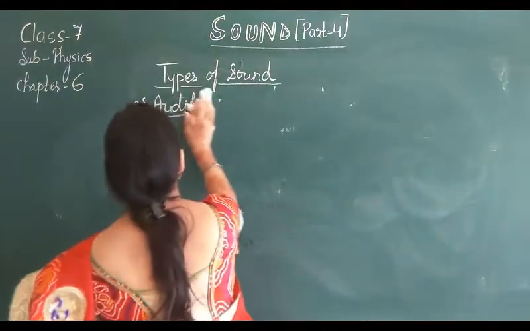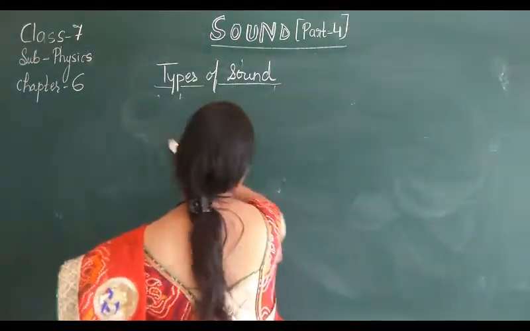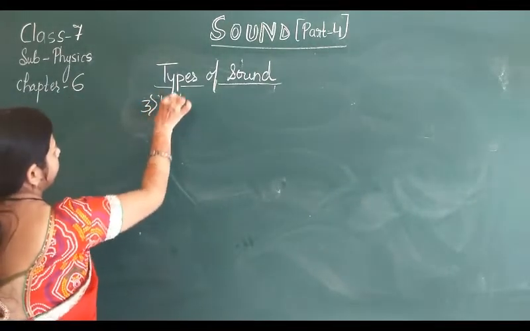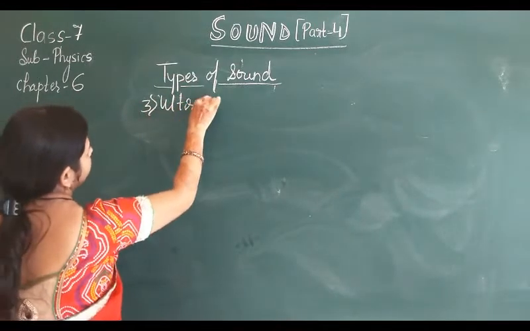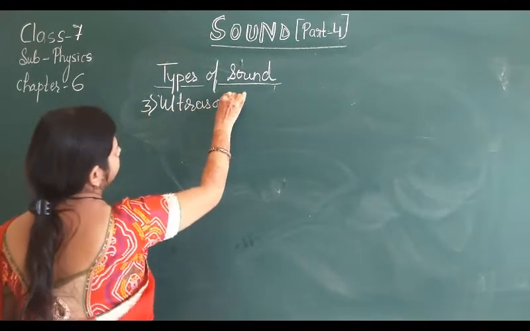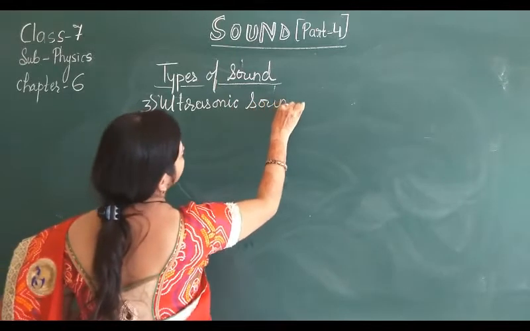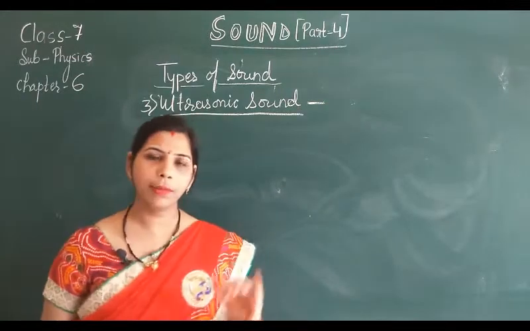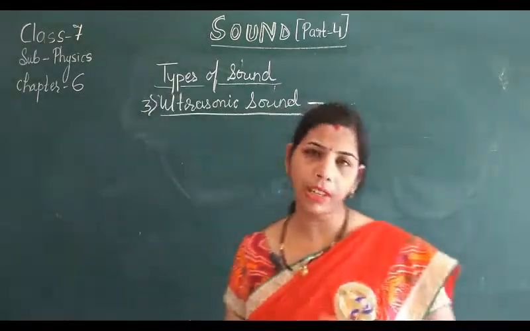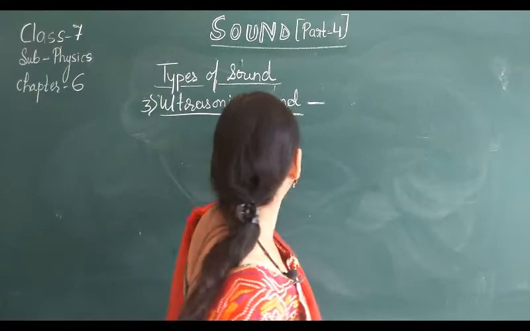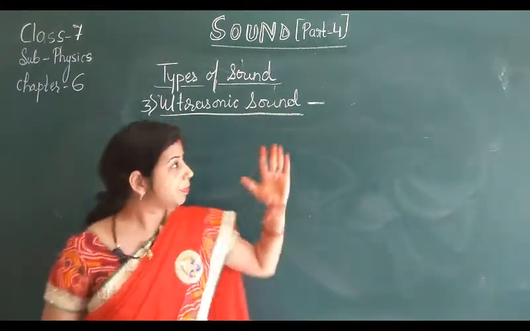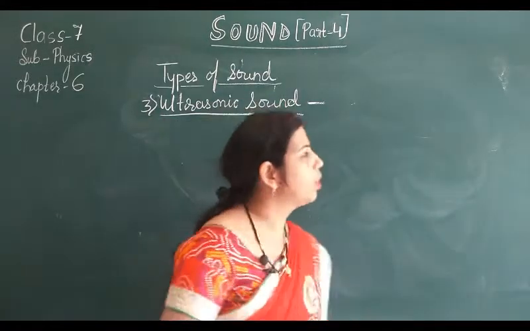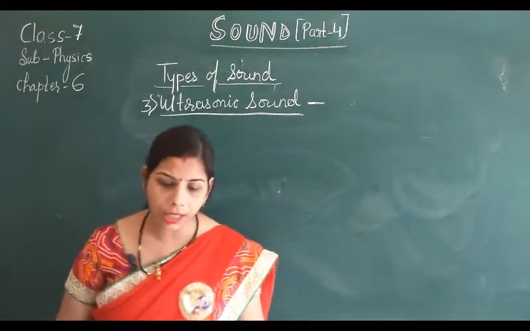Now, the third type of sound is ultrasonic sound. The first one is less than 20 hertz, the second one is between 20 to 20,000 hertz, and this, sorry, ultrasonic sound is above the audible range of sound.